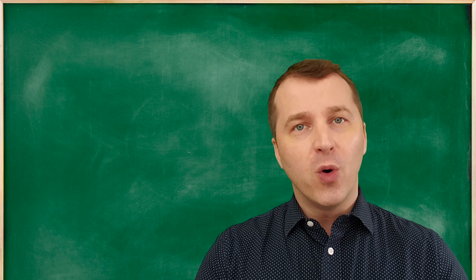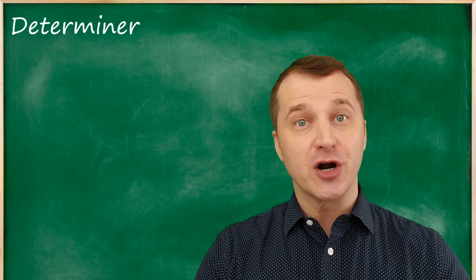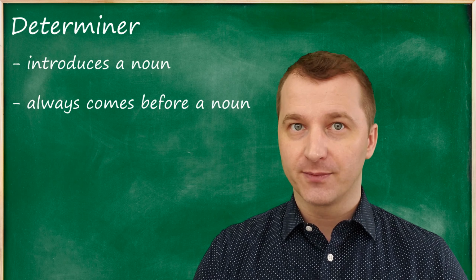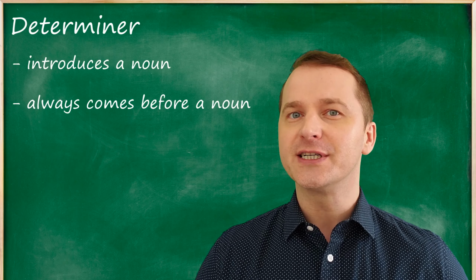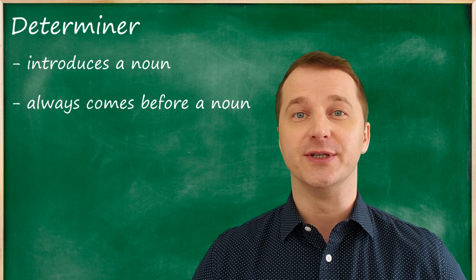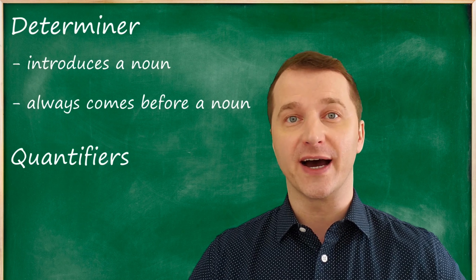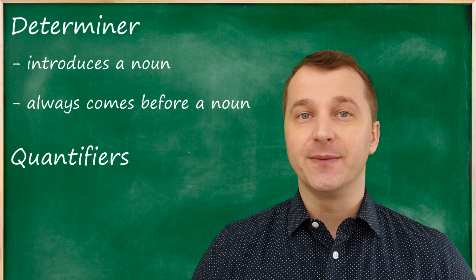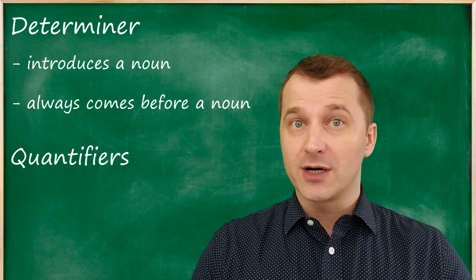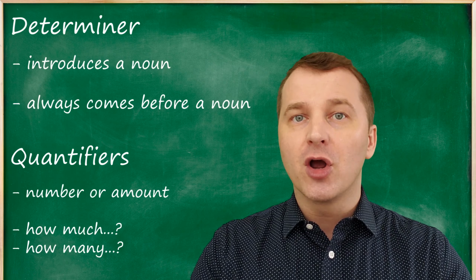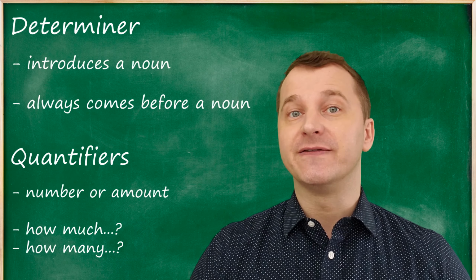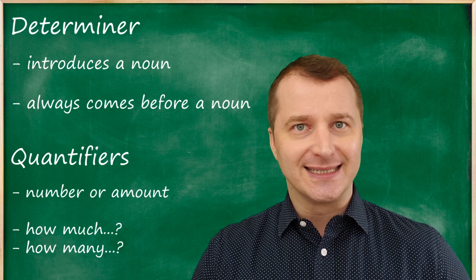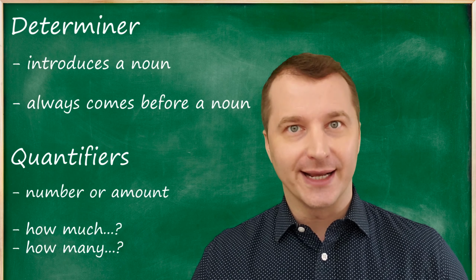So, what is a determiner? A determiner is a word that introduces a noun, and it always comes before a noun. There are different types of determiners, but today we're focusing on quantifiers. To put it simply, quantifiers are words that talk about the number or amount of something. So when you think about quantifiers, think about the questions how much or how many.